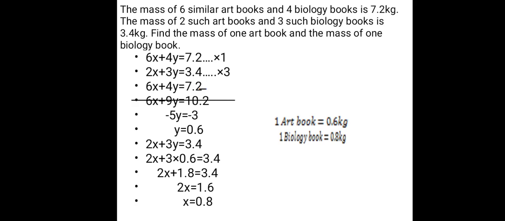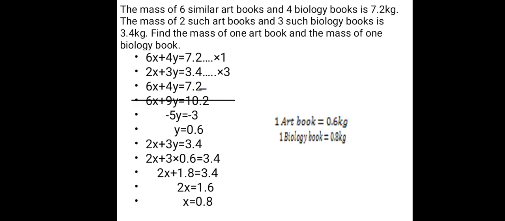So if we take the mass of 6 art books, that is 6 times x, plus the mass of 4 biology books, that is 4 times y, we get 7.2 kilograms. Similarly, the mass of 2 art books, that is 2x, and 3 biology books, that is 3y, gives 3.4 kilograms. Now we have 2 equations which we can solve simultaneously. We can eliminate any variable. I decided to eliminate x by multiplying the second equation by 3.